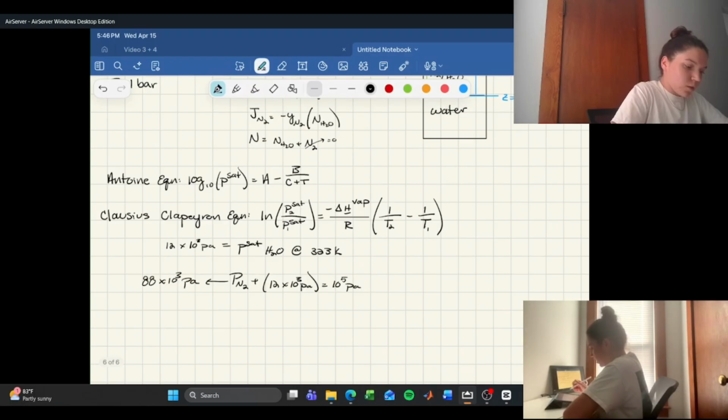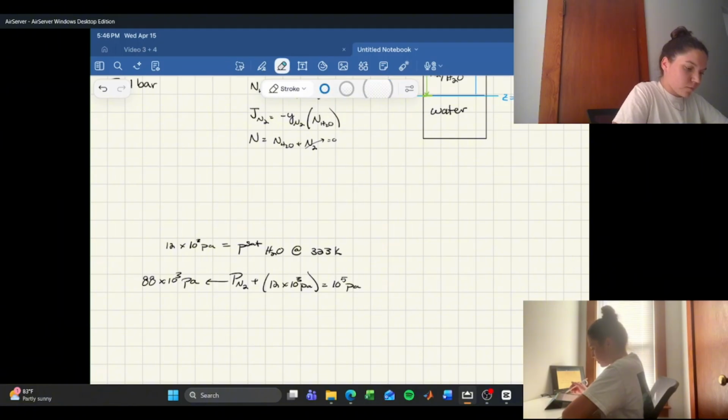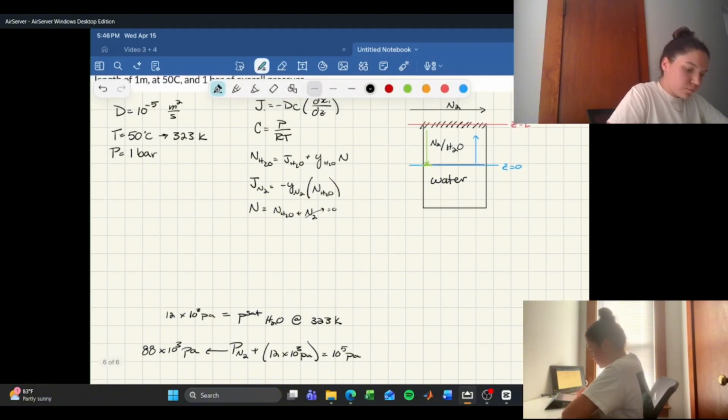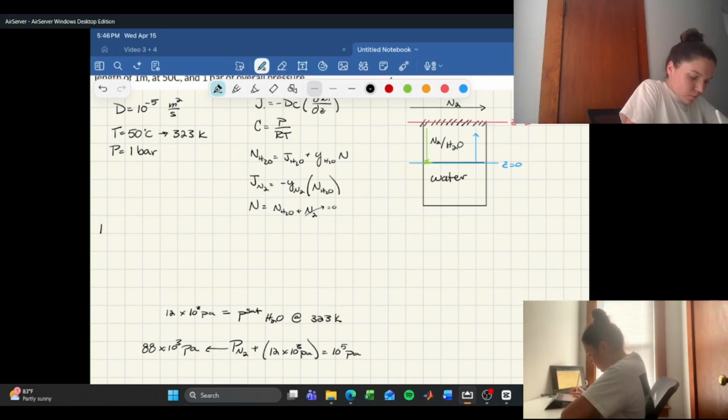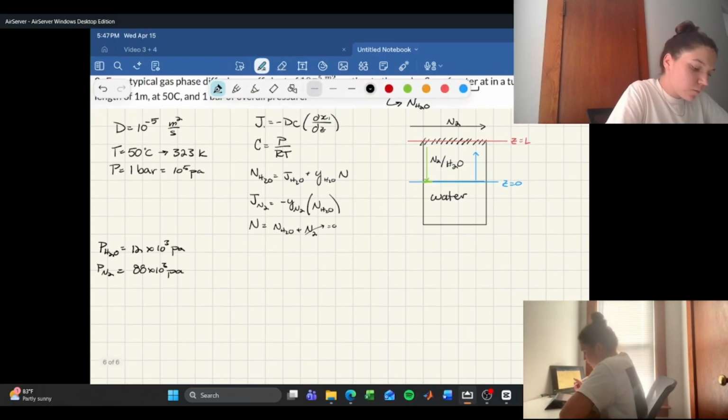Okay, so I'm going to erase this, get this out of the way. So now we know the pressure of the water, we said, is 12 times 10 to the third pascals. And the pressure of the nitrogen is equal to 88 times 10 to the third pascals. Just to clean this up a bit, so erase all this as well. Okay, so that part's done.